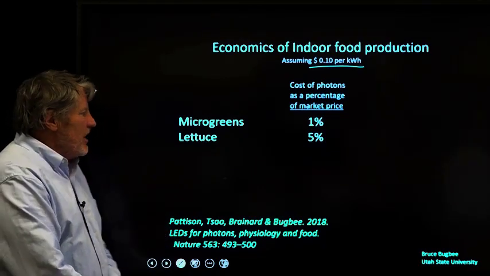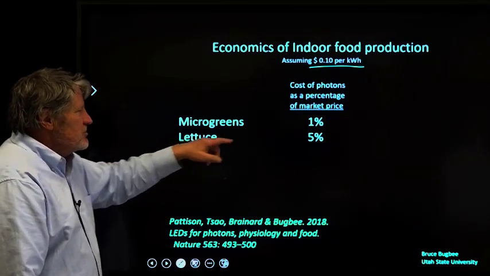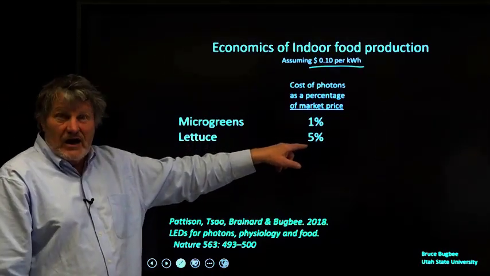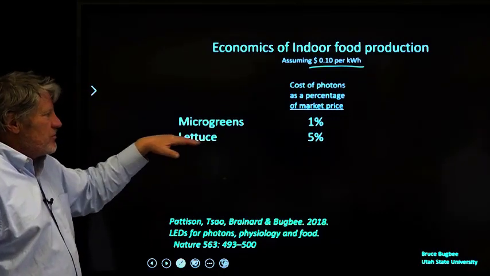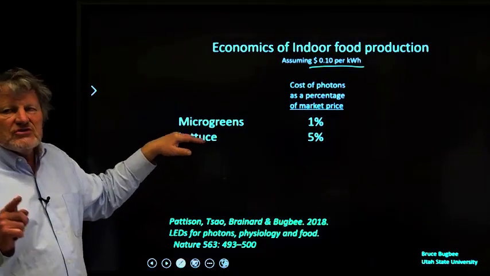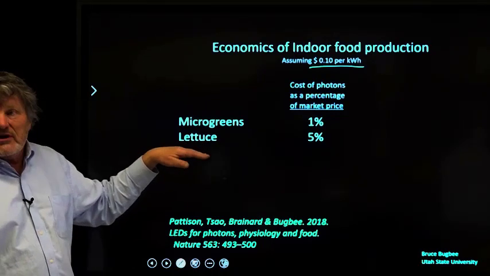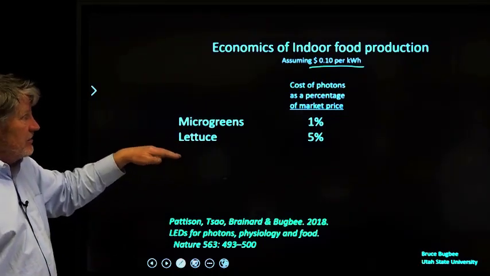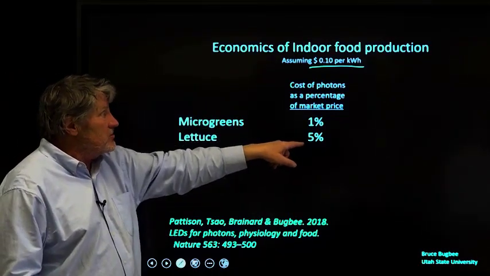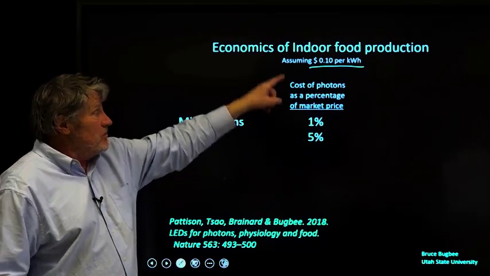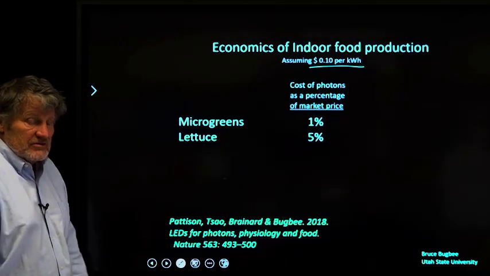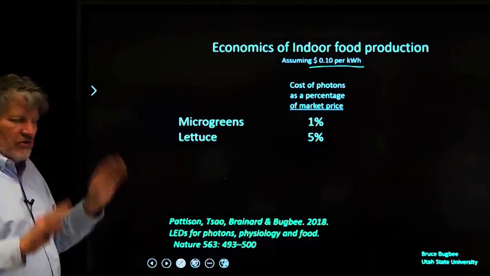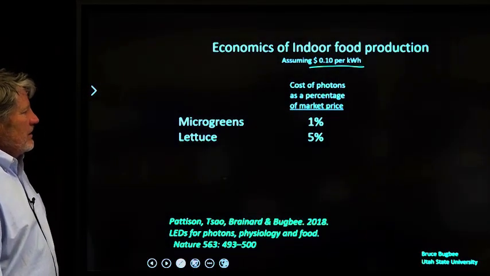The microgreens are valuable. Now we go to lettuce and it goes up by a factor of 5, but still small. Lettuce is harder to grow, harder to capture all the light. Lettuce does not command the premium price that microgreens command, so the electric cost is bigger. Now this, by the way, is also using our most efficient LED lights. It's super efficient LED lights.